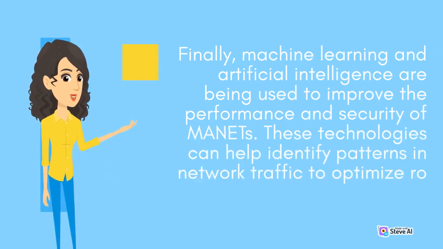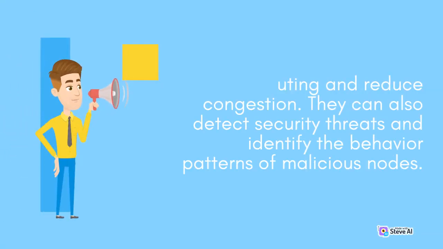Finally, machine learning and artificial intelligence are being used to improve the performance and security of MANETs. These technologies can help identify patterns in network traffic to optimize routing and reduce congestion. They can also detect security threats and identify the behavior patterns of malicious nodes.